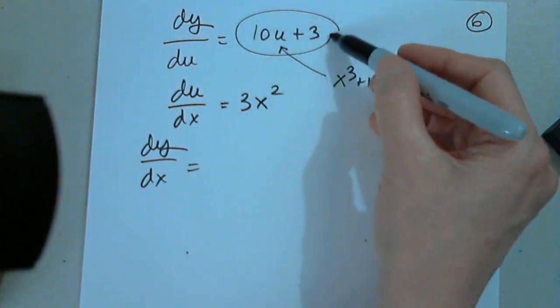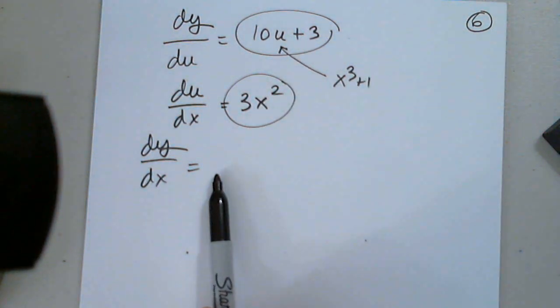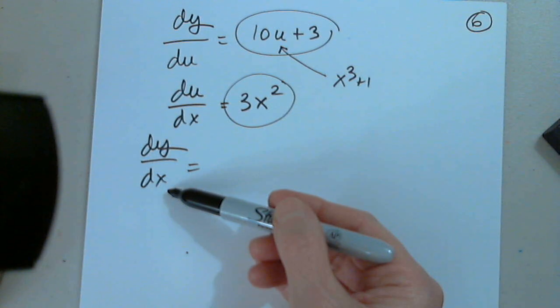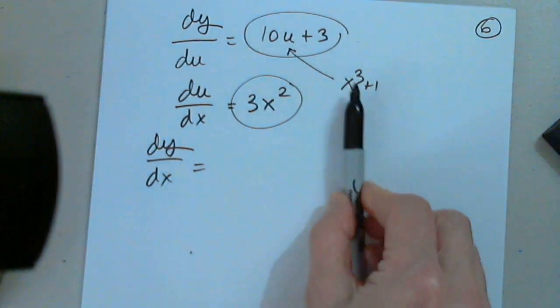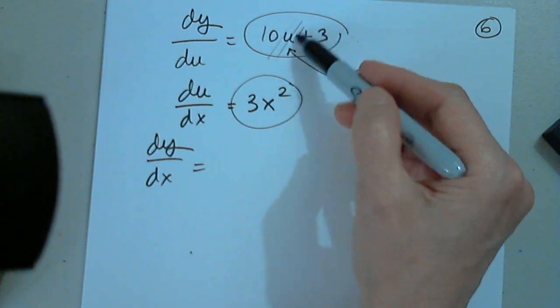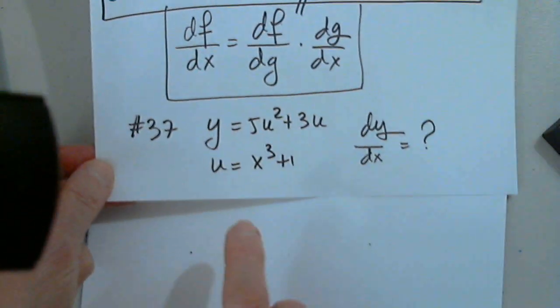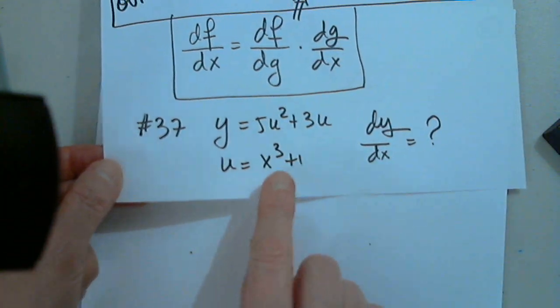So it's this product times this product. But I cannot have two variables in the final answer because the derivative is only with respect to x. So when I write the final answer as this product, I automatically have to replace u by x cubed plus 1.